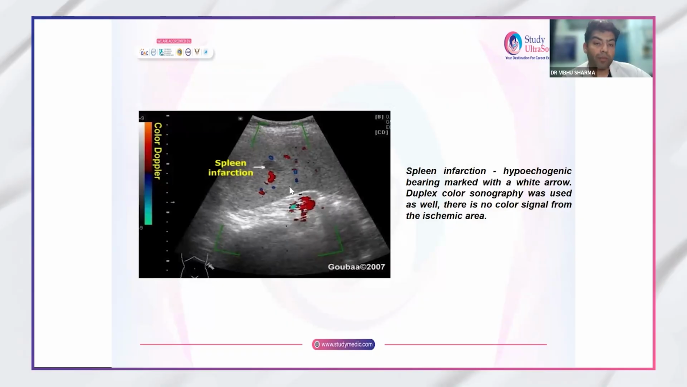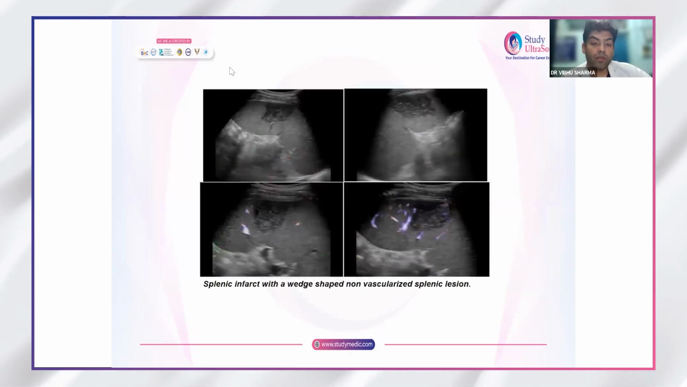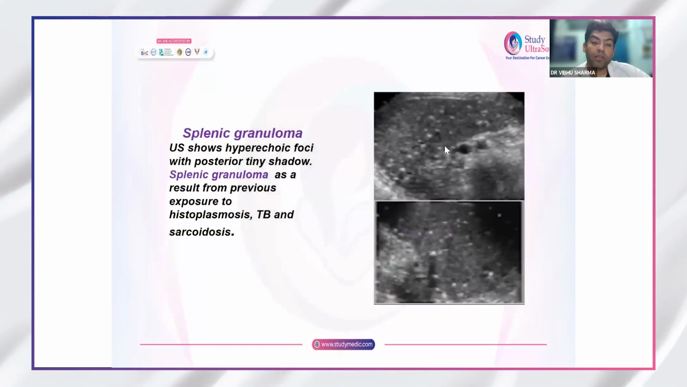Sometimes there can be splenic infarction, a hypoechogenic area marked with a white arrow. Here you can see with duplex sonography there is no color signal from the ischemic area. So then we label it as splenic infarct. Again, examples of infarct: no vascularity within these hypoechoic areas.